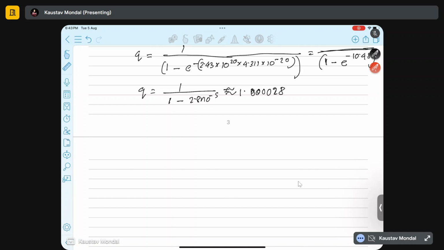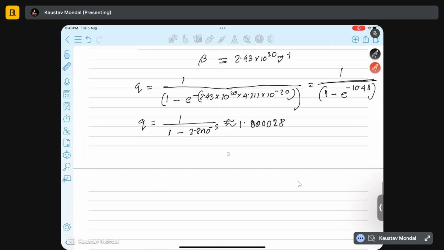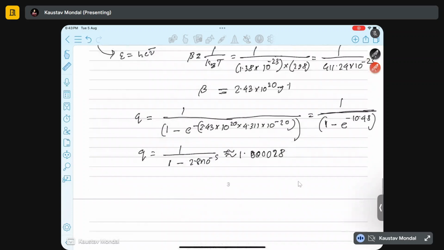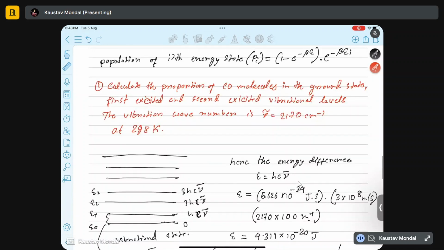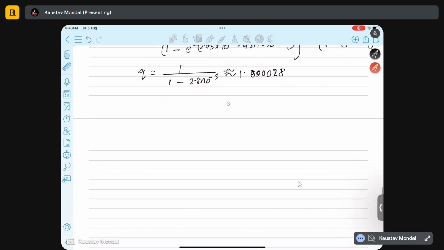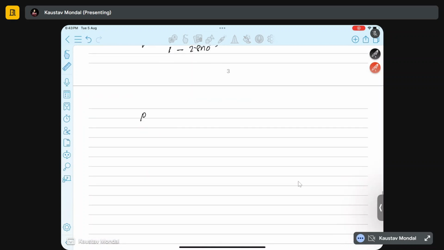Okay, now we got the most important thing, the partition function. So from there we now calculate first the value of P0. First they have asked to calculate the ground state. So P0 would be 1 minus e to the power minus beta epsilon into e to the power minus beta epsilon into 0. So ground state energy was 0.